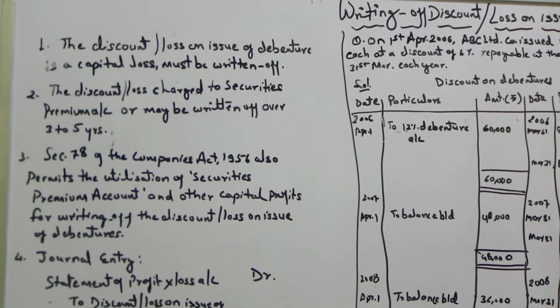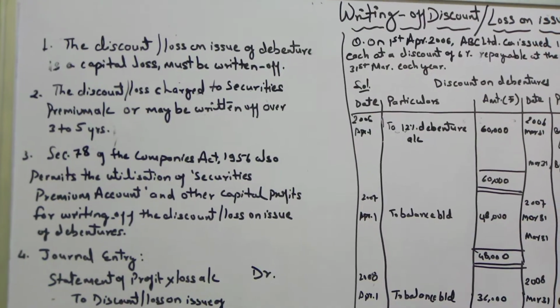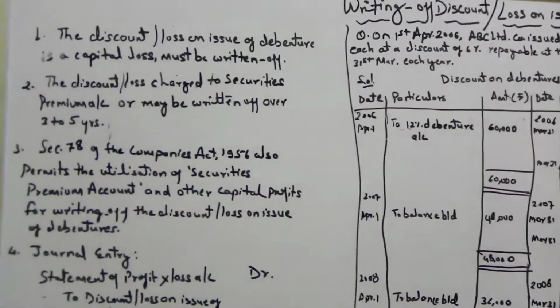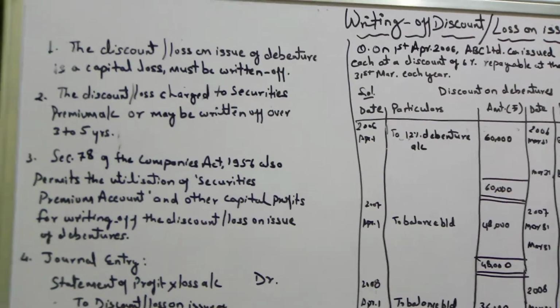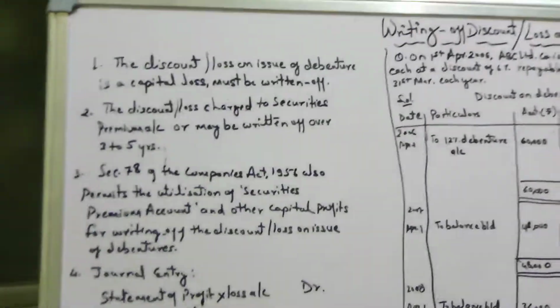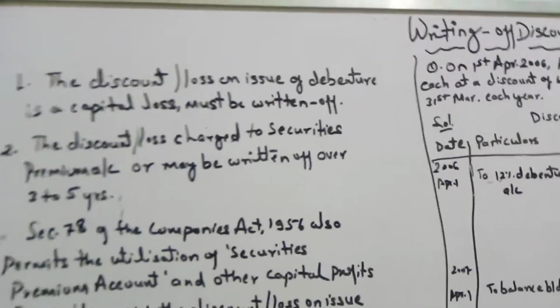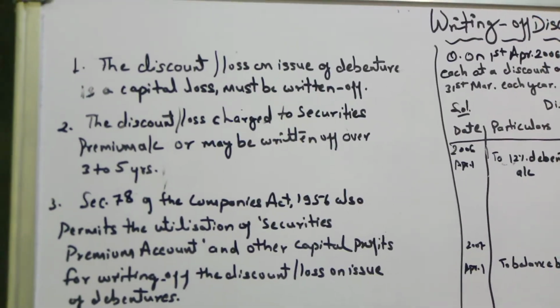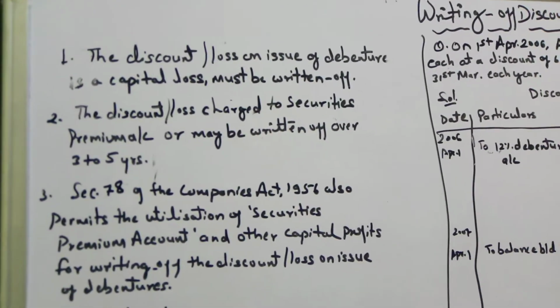The first point says the discount or loss on issue of debenture is a capital loss. It must be written off. The nature of loss on issue of debenture is a loss which is of capital nature, so it must be written off. The second point speaks about how to write off and from where this amount has to be written off.